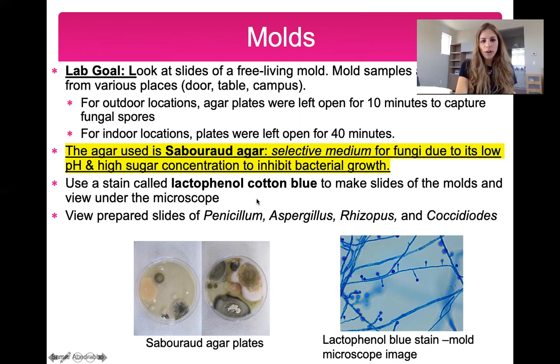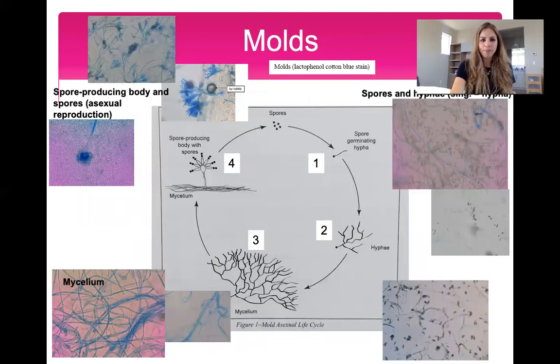But again, the take-home message from this slide is that we grow mold on Sabouraud agar, which is a selective media that inhibits bacteria. It selects for fungus because it has low pH and high sugar. And then when we look at it under the microscope, we add lactophenol blue stain.